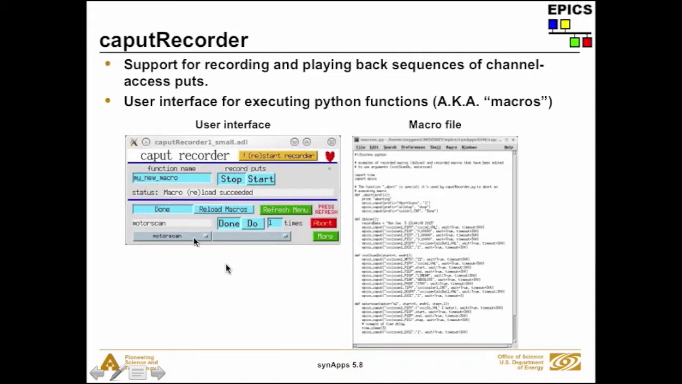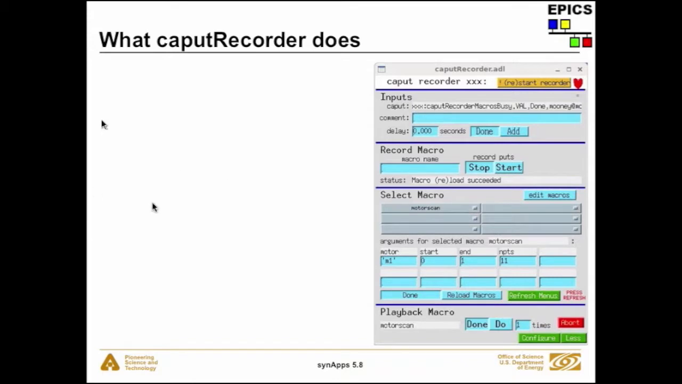Each one of these gray boxes actually can hold 16 macro names. And after you select the macro, then you just push do, and it'll just do whatever you recorded. It'll just do it over again. Can a macro call another macro? Yes. You can record a macro calling another macro. I'll show you on the next screen, actually.